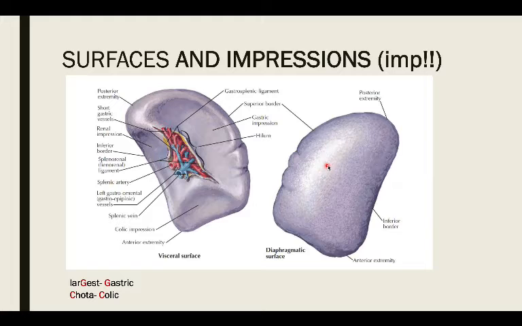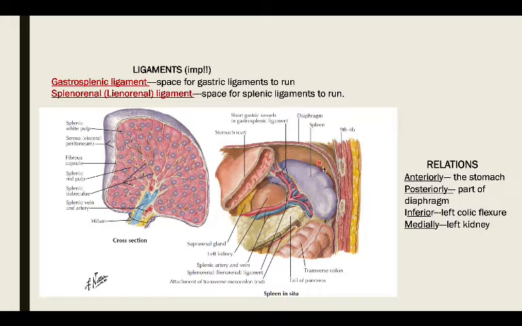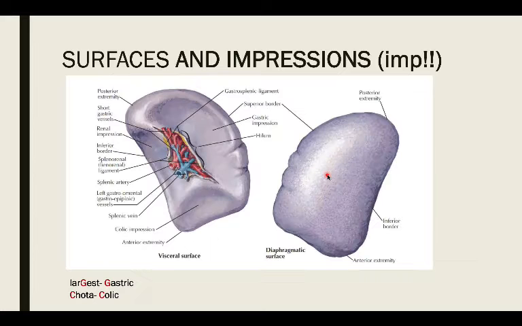Then you have these surfaces. Spleen, there are two surfaces. There's this diaphragmatic surface, which is very smooth, and then we have the visceral surface, which has some impressions. You can see that the surface that's facing the diaphragm, obviously, there are no structures pressing against it, so it's going to be really smooth. As you can see, there's no impression.